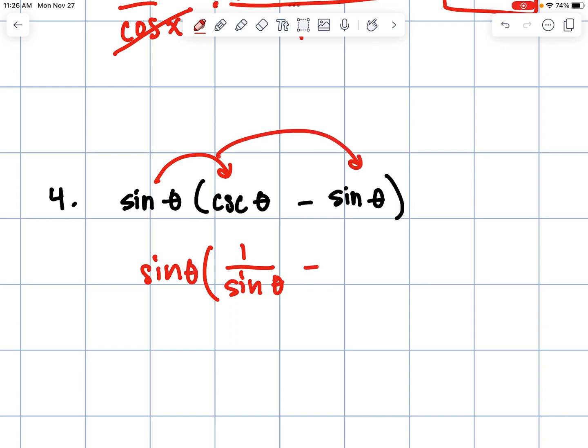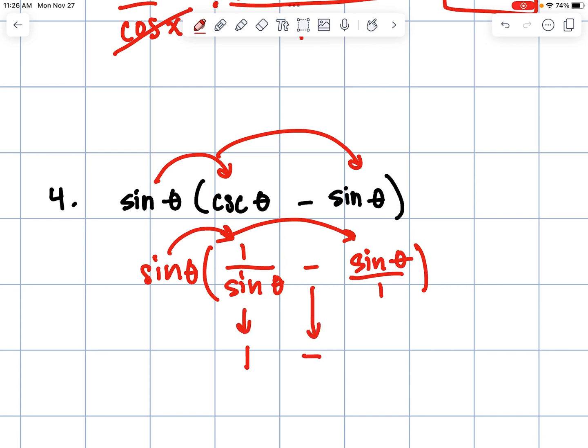And then we have a 1 minus. We should have sine theta over 1 if you want to do that. It's not completely necessary because when you distribute this properly, sine times 1 over sine, those actually cancel each other out because they're reciprocals. You should get 1. Then you should get a minus still. And then sine times sine is sine squared.